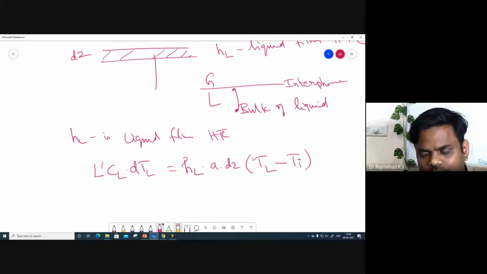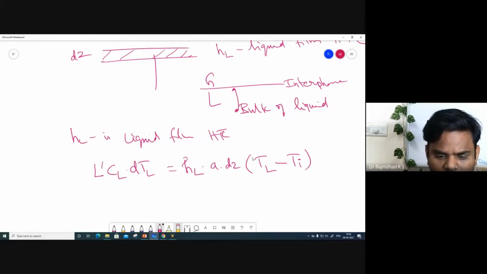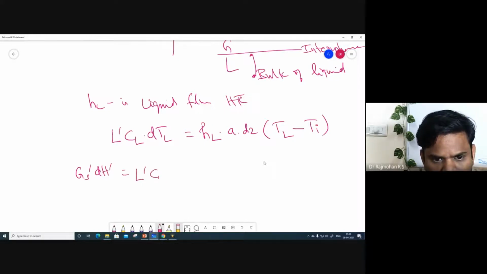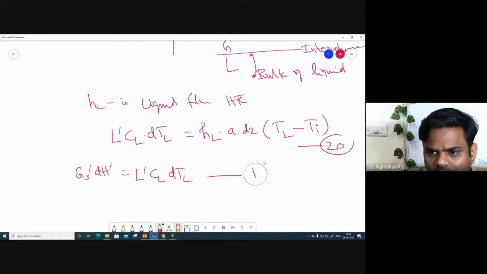Whatever we have done so far are in the gas film side. Now if you look at the liquid film side, the heat lost by the water from the bulk to the interface is this one. And we know that Gs' dH' is equal to L' into CL into dTL. So this is our equation, let it be equation number 20.